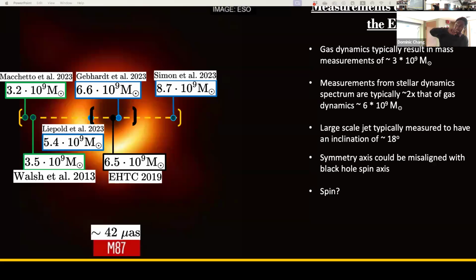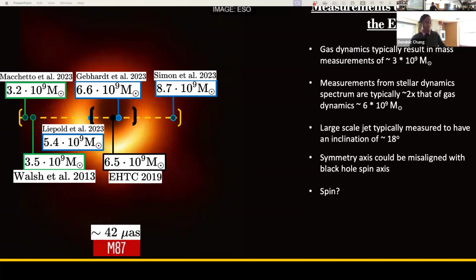I colored the stellar dynamics measurements in blue here, and the gas dynamics in green. What you typically see is that the gas dynamics will model a mass that's smaller than the stellar dynamics, usually by a factor of 2 or so, even up to a factor of 3 as of recent. In black here is the EHT measurement, and you can see that the EHT measurement is consistent at least mostly with the stellar dynamics measurement.